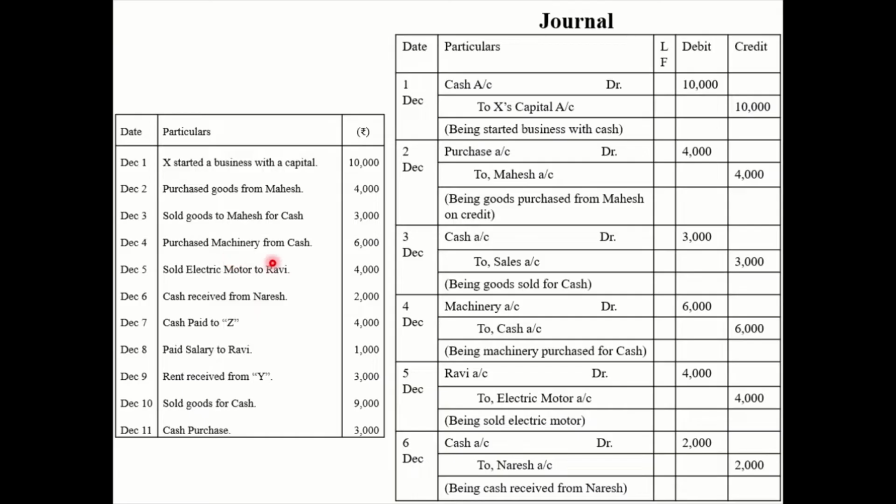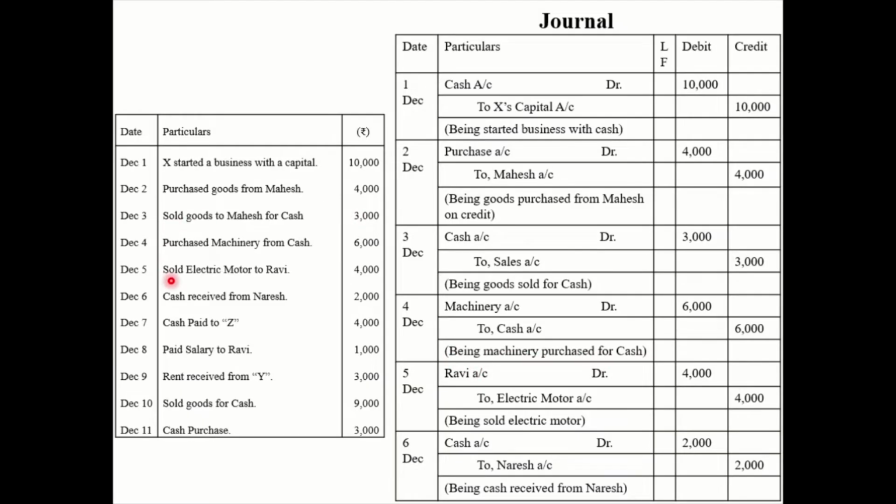Purchase machinery for cash. Here machinery and cash, again two accounts. Both are real accounts. Rule of real account is debit what comes in, credit what goes out. Machinery is coming into the business, that's why machinery account is debited. Cash is going out of the business, that's why cash account is credited with rupees 6,000. Narration is being machinery purchased for cash.